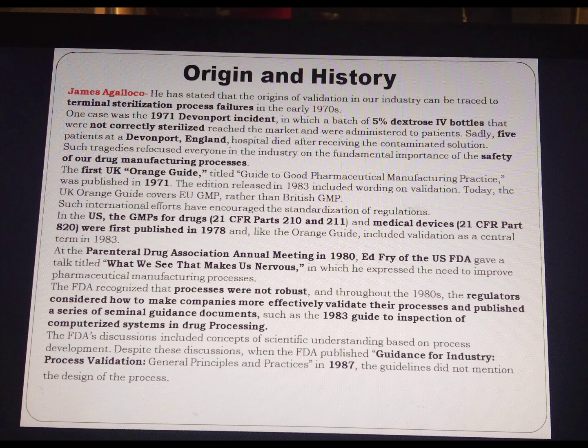The FDA recognized that processes were not robust, and throughout the 1980s, the regulator considered how to make companies more effectively validate their processes and published a series of seminal guidance documents such as the 1983 Guide to Inspection of Computerized Systems in Drug Processing. The FDA discussion included the concept of scientific understanding based on process development.